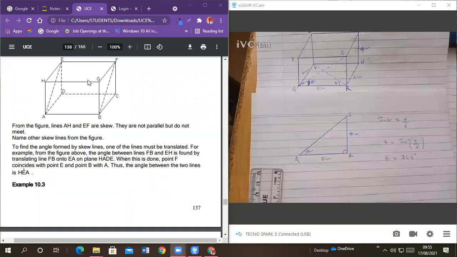Yes, teacher. Okay, we have HG. Now, if you say HG and FC, that is correct. HG and FC, they don't meet. But if you say HG and DB, they are meeting at this point at D. So those ones are not skew lines because they are meeting. Though they are not parallel, they are meeting. But if you say HG and FD, they are not parallel and they also don't meet.